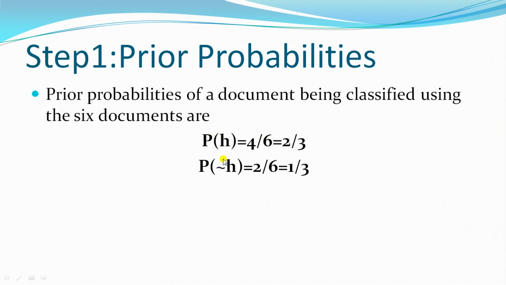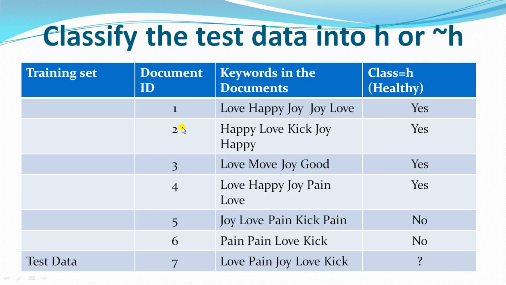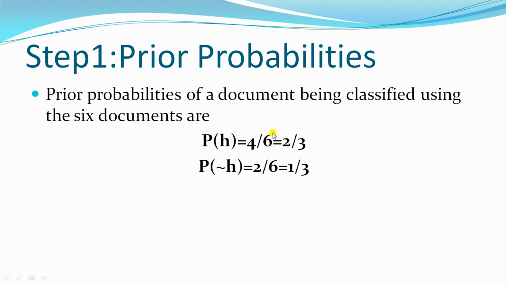P of H is equal to 4 by 6. It is very simple. The number of documents is 6, that is 1, 2, 3, 4, 5, 6, the overall training set. Of these, 1, 2, 3, 4 belong to class H. That's why it is 4 by 6, which in other form is 2 by 3.